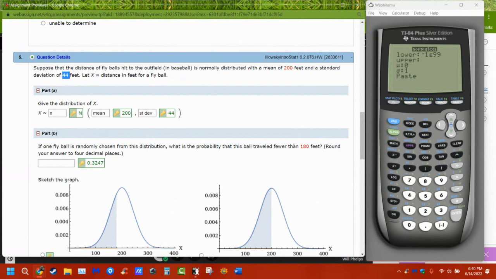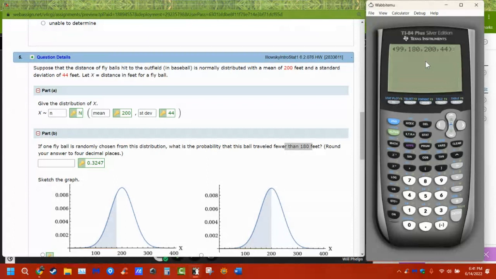So our upper bound is whatever, because this is less than, so it's just that number, 180. Then we put in our mean and our standard deviation, and then we hit paste. If we had an old calculator, you'd have to put all the commas in, but nobody has one, or at least nobody said they did last week. So we just hit enter, and it gives us that number. There's nothing we have to worry about looking up.